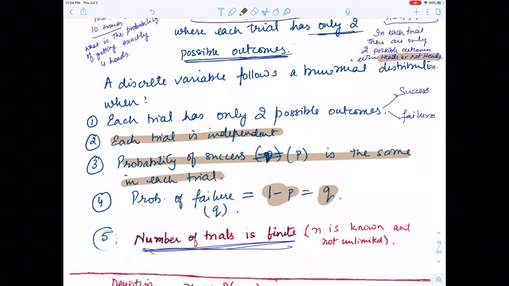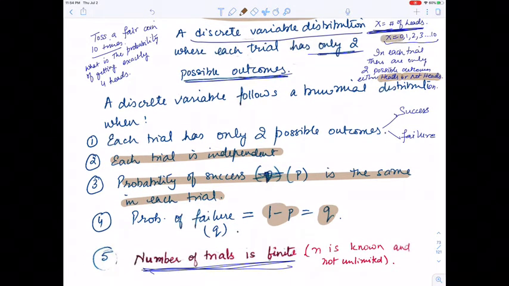If all these conditions are met, then this variable x, which is a discrete variable, will follow a binomial distribution, right? So we say x follows a binomial distribution with parameters n and p. In our example, x follows a binomial distribution with sample size 10. We have 10 trials, and the probability of success, that is heads, is 0.5 in each trial. So that's how we'd write it.